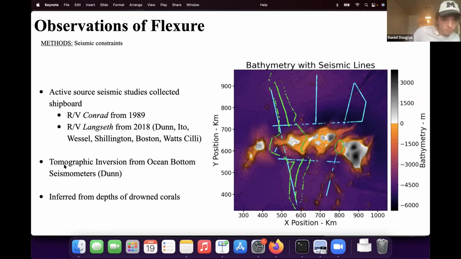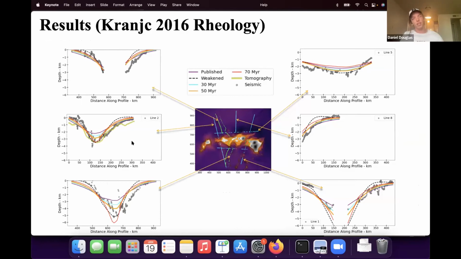There's also other data sets like tomographic conversions and flexure rates from drowned corals, but just in the interest of time, I'm not going to really talk about those. I'm only going to talk about these 6 profiles here, and I'm only going to talk about one of the rheologies that we tested. We did test 3, but again, in the interest of time, I'm just going to focus on this rheology, which is the Korenaga 2016 low temperature creep rheology.